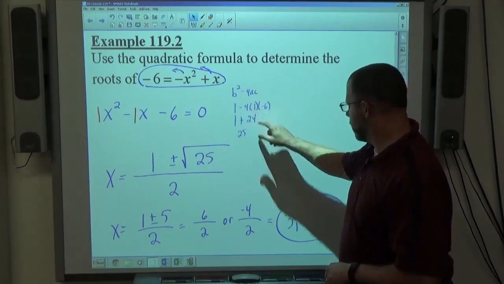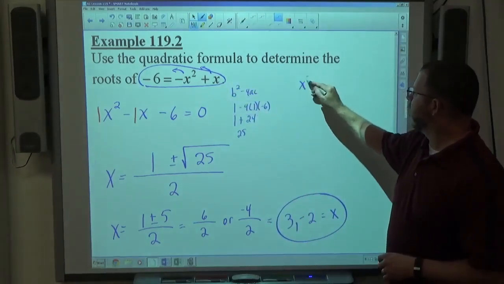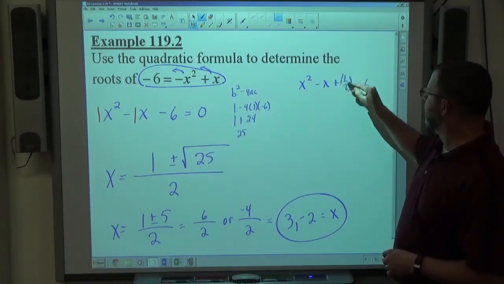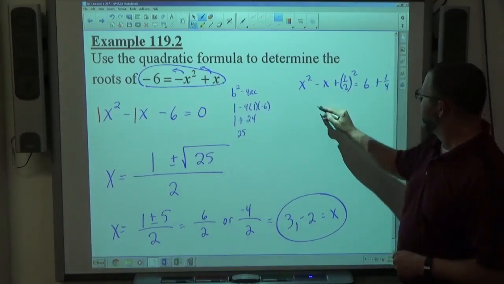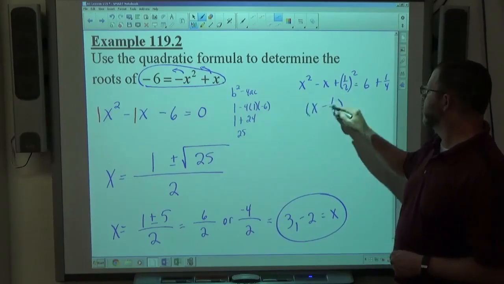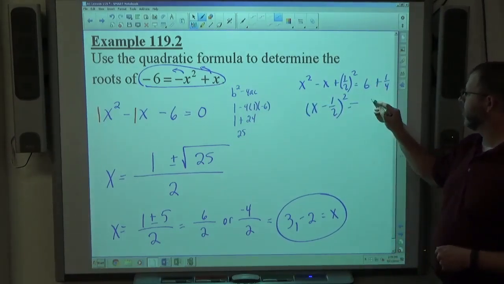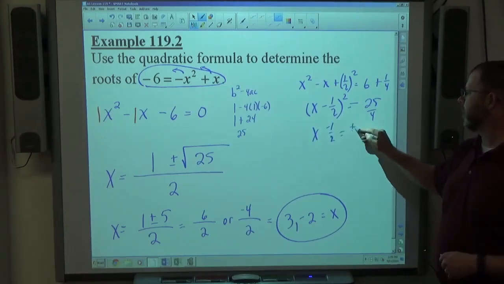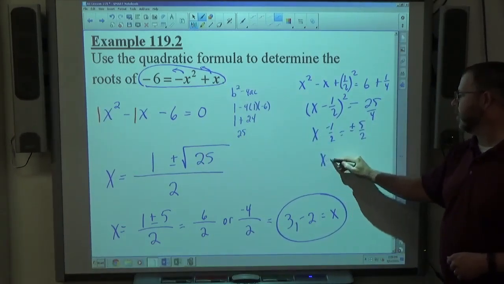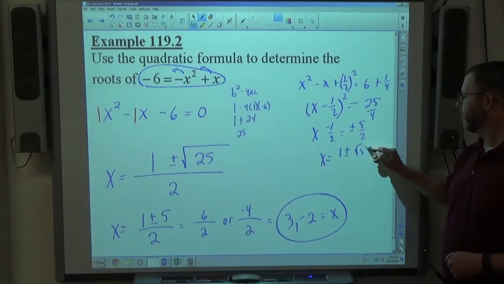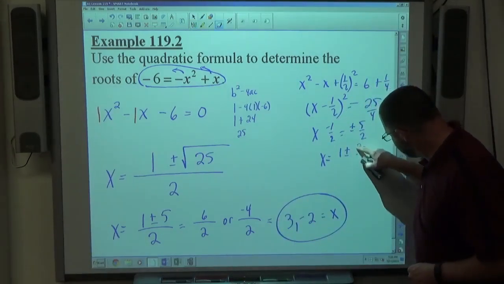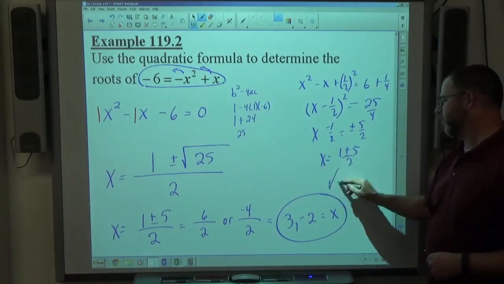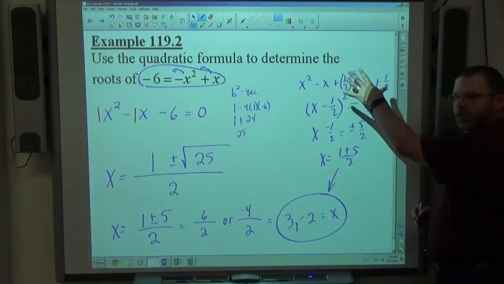Had I completed the square, it would have looked like this. X squared minus x equals 6 plus 1/2 squared, plus 1/4. That's going to be x minus 1/2 the quantity squared. 6 plus 1/4 is 25/4. You get x minus 1/2 equals plus or minus 5/2. So x equals 1 plus or minus 5 over 2, which gets us to the same answers, right? There's the completing the square technique.